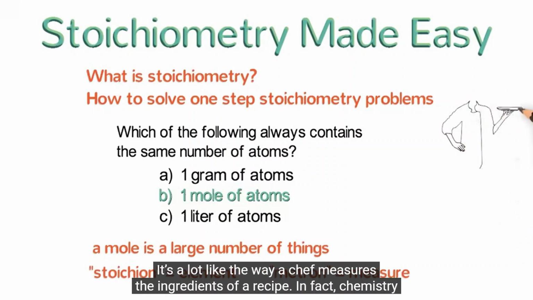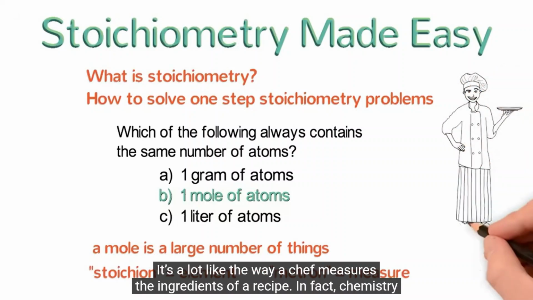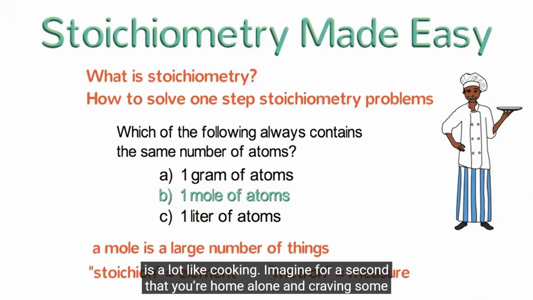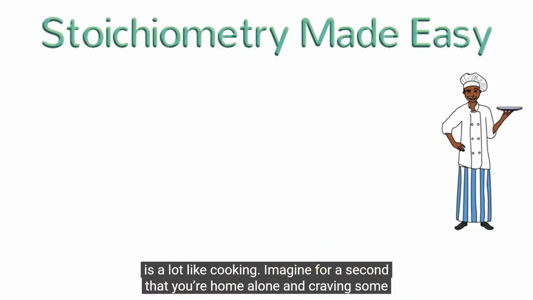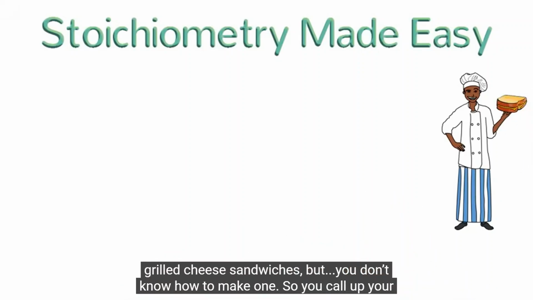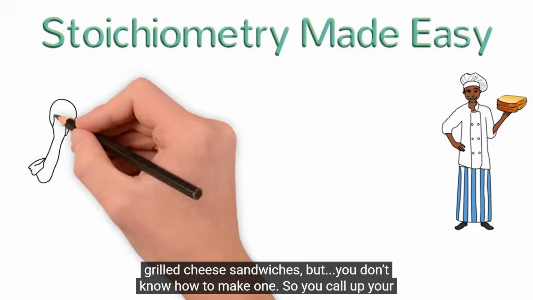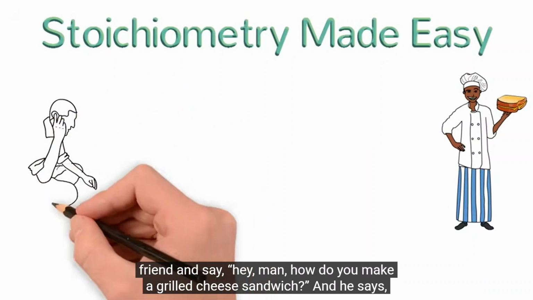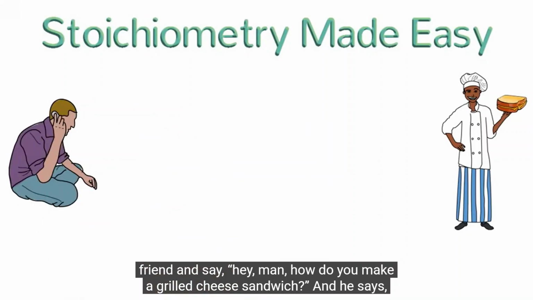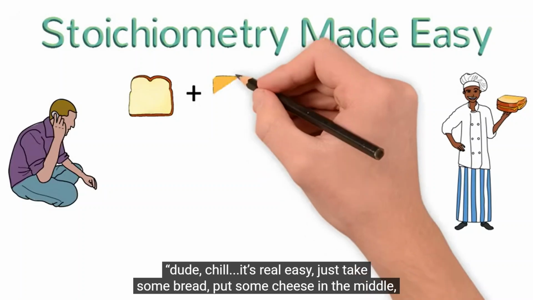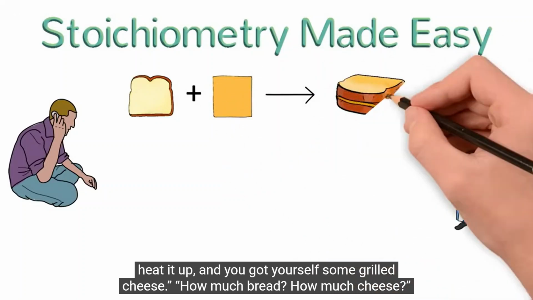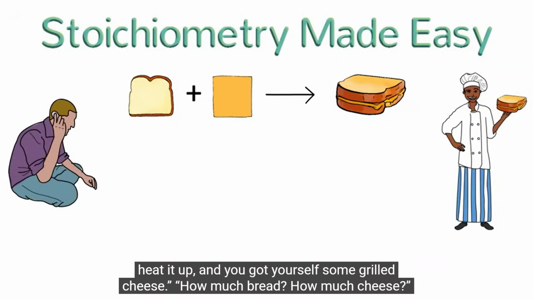It's a lot like the way a chef measures the ingredients of a recipe. In fact, chemistry is a lot like cooking. Imagine for a second that you're home alone and craving some grilled cheese sandwiches, but you don't know how to make one. So you call up your friend and say, "Hey man, how do you make a grilled cheese sandwich?" And he says, "Dude, chill. It's real easy. Just take some bread, put some cheese in the middle, heat it up, and you got yourself some grilled cheese."